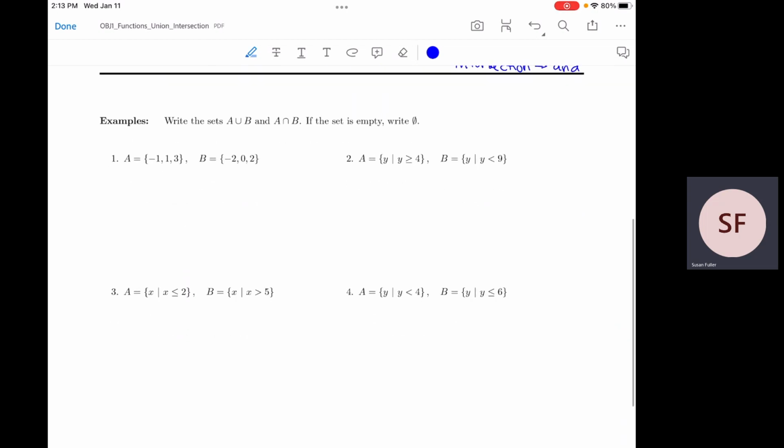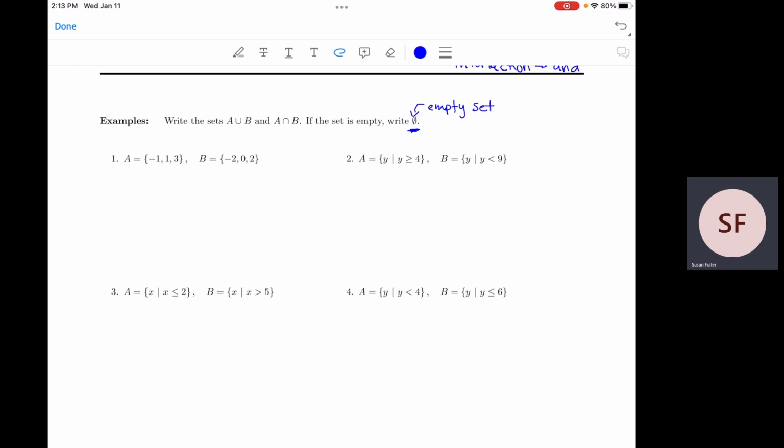Let's actually practice this. For the examples, we need to write both the sets A union B and A intersect B. If any set is empty, we will write this little guy, which is called the empty set. That is basically a set with no elements in it, exactly how it sounds. Okay, so let's do number 1 here. A is the set of numbers -1, 1, 3. And B is the list of numbers -2, 0, 2.